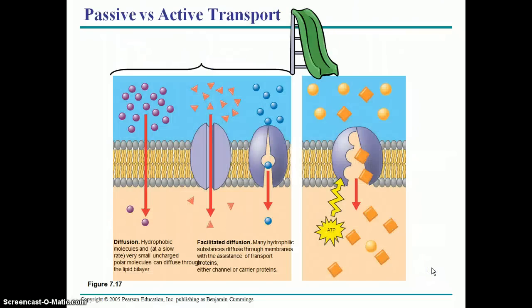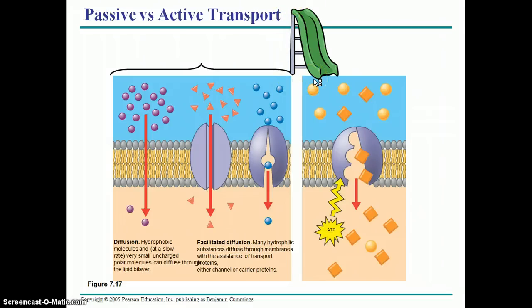Okay, so let's review the difference between passive and active. On the left here we have the picture of passive transport, which is diffusion, osmosis, or facilitated diffusion. The molecules are moving from a high concentration to a low concentration, going through the cell membrane. No energy is required. In facilitated diffusion, they're just using the help of that transport protein to get through the cell membrane. And then over here, this one's active transport, where they're going from low to high, but they're using the ATP.